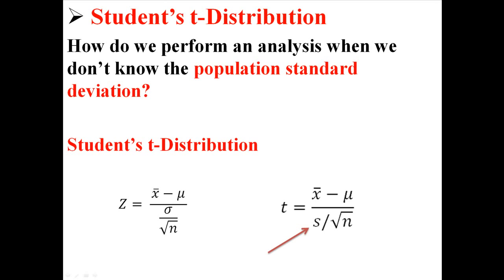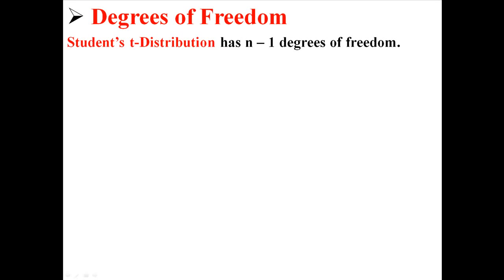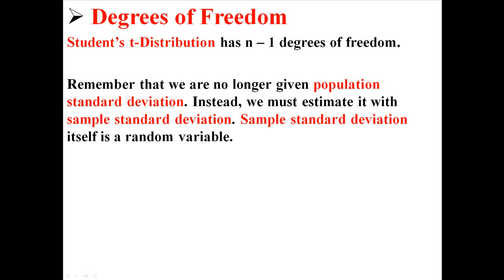As you can see, these two equations are almost identical except for the different standard deviations. The major difference comes from degrees of freedom. And you may have heard me talk about degrees of freedom already when I was talking about calculating sample variance and sample standard deviation. Students' t-distribution has n-1 degrees of freedom. Remember that we're no longer being given the population standard deviation. Instead, we're trying to estimate it with the sample standard deviation. That means sample standard deviation itself is a random variable that we're calculating.